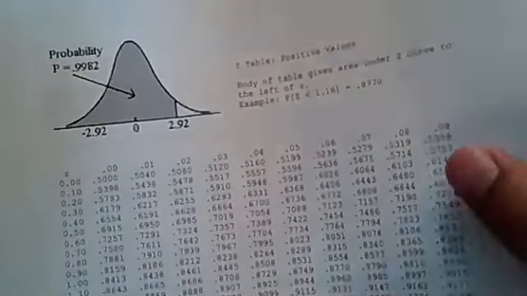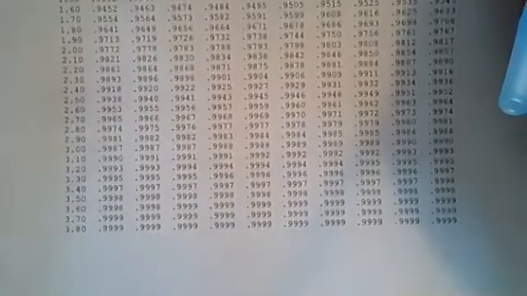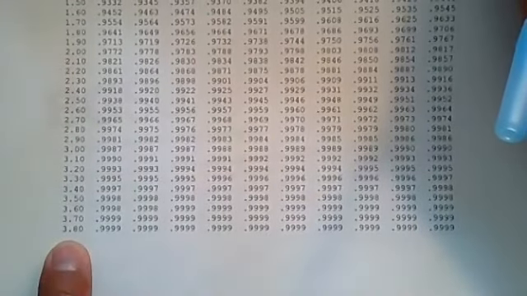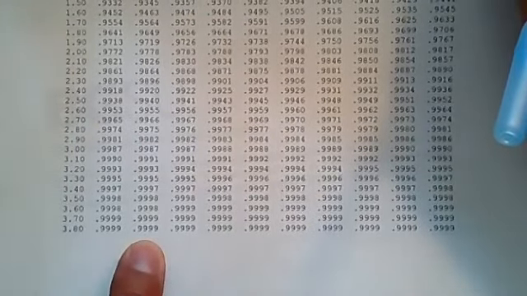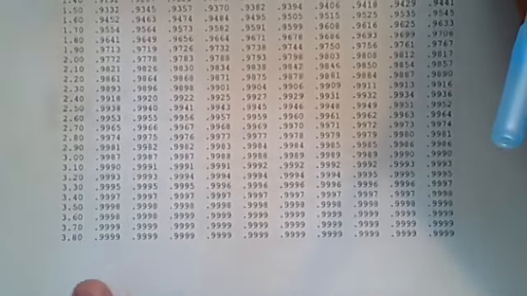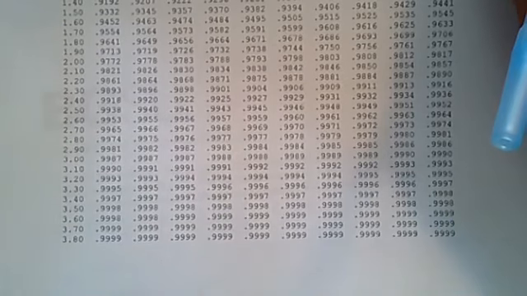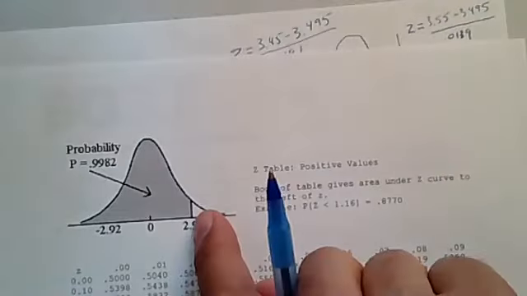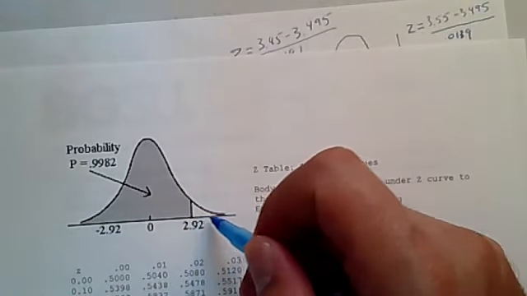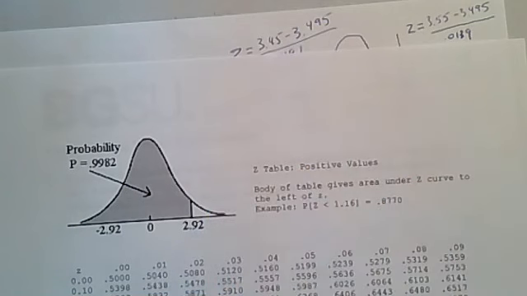Now, if you look down here, the bottom of the table, it doesn't go that far. It only goes to 3.89. This is 3.80, 3.81, 3.82, 3.84, so on. It gives me the probability of being less than the number. So if I want the probability of being up in this tail, I take 1 minus this probability here.